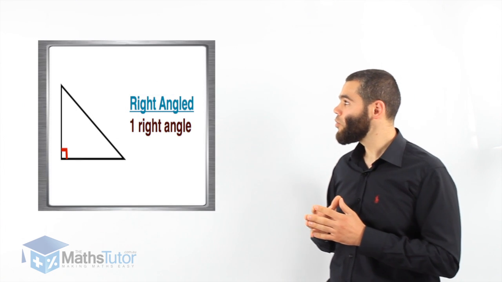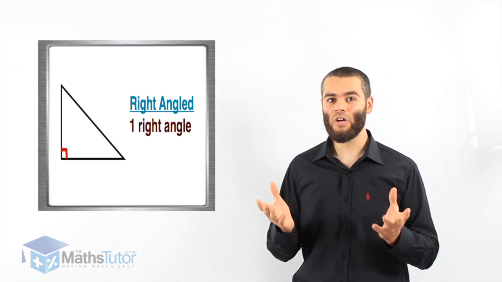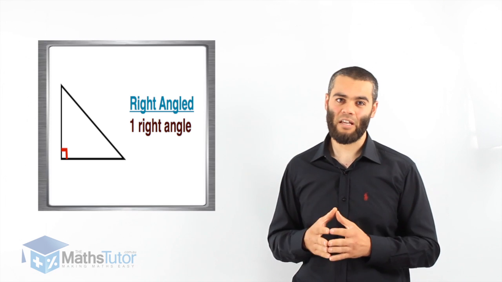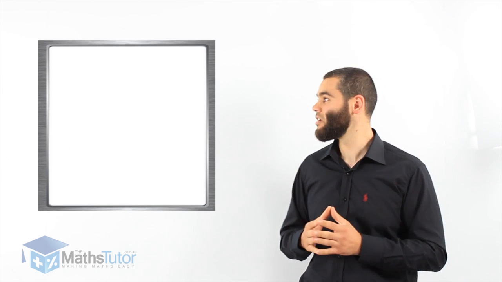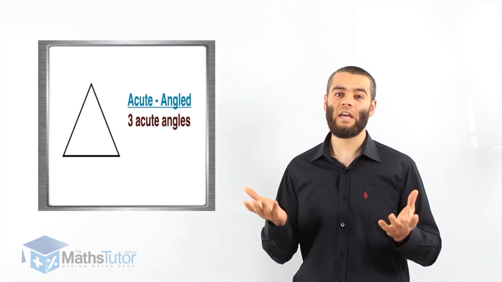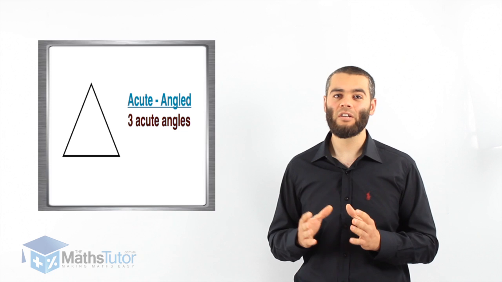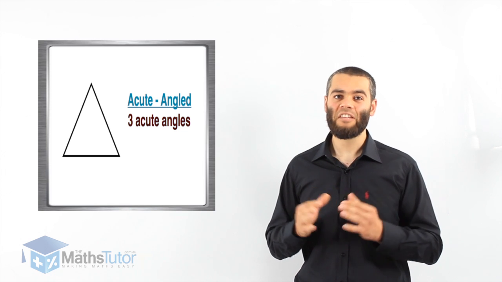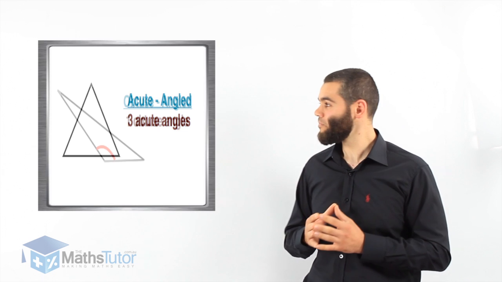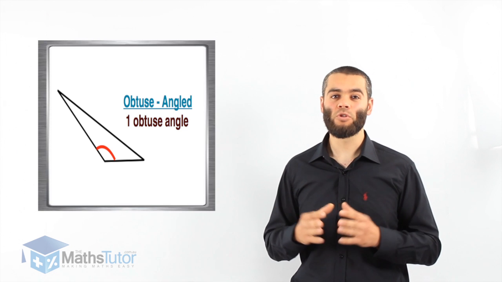Then we have what we know as the right angle triangle. Very easy. Right angle triangle, meaning it has a right angle made up of 90 degrees. Then we have the acute angle triangle. Again, acute angle meaning all the 3 angles in this triangle are going to be acute, less than 90 degrees each.